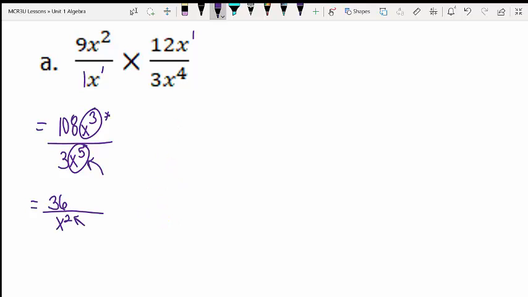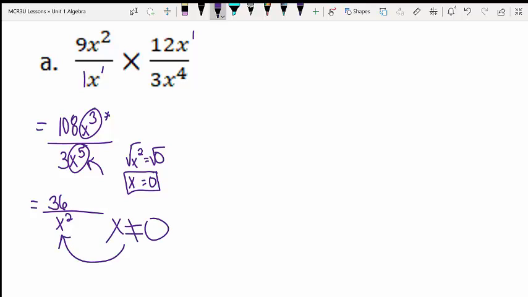Okay, and now we need to state our restriction. So let's set our denominator equal to 0. Okay, and solve for x. So take the square root of both sides. We get x equals 0 as our first and only restriction. So your final answer would be simplified to 36 over x squared with the restriction that x cannot equal 0, because if x was 0, that would make our denominator 0.